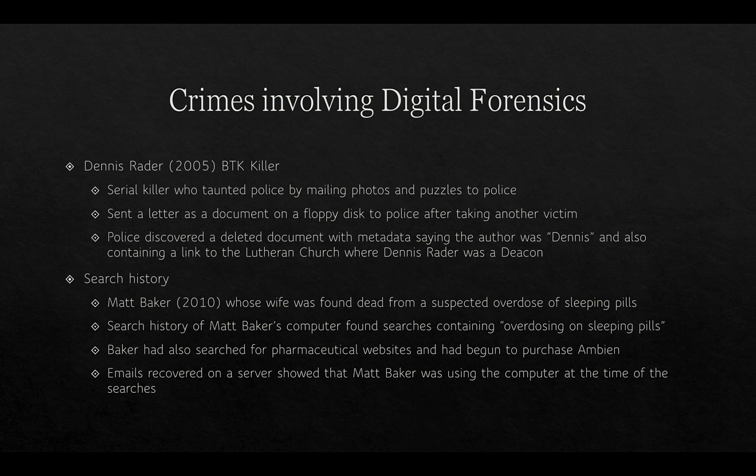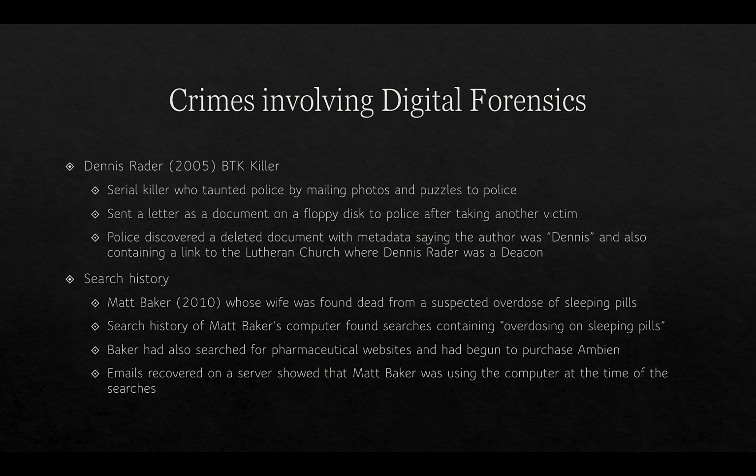Looking at crimes that have involved digital forensics, we're not going to go into too much detail, but give you an example of where forensics was able to solve a crime. In 2005, there was a famous case of a guy called Dennis Rader, who was known as the BTK killer, a fairly brutal serial killer, who taunted police over a period of 17 years of killing people by mailing photos and puzzles and believing that he was never really going to be caught. Eventually, though, he sent a letter as a document on a floppy disk to police after taking another victim.